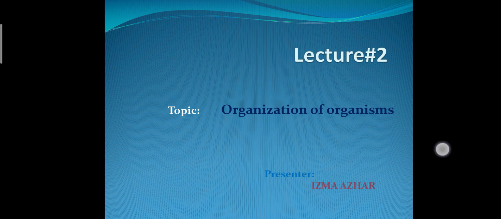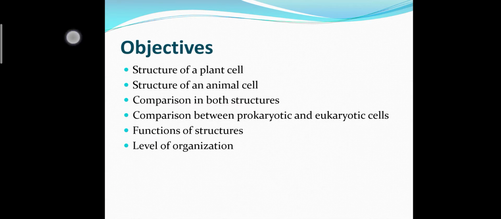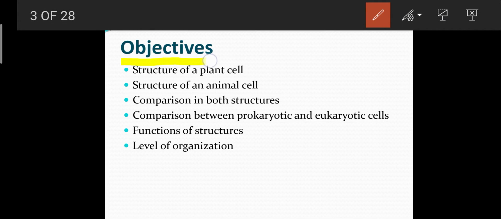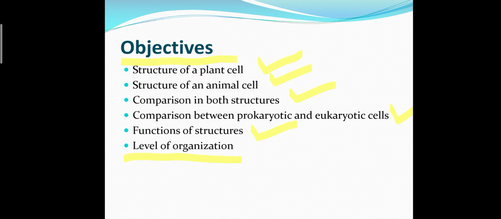In this lecture we will talk about the organization of organisms. Firstly, I will discuss the objectives of this lecture. We will talk about the structure of a plant cell, the structure of an animal cell, and the comparison of both structures. Comparison between prokaryotic and eukaryotic cells, functions of the structures, and the levels of organization. So let's start our topic.